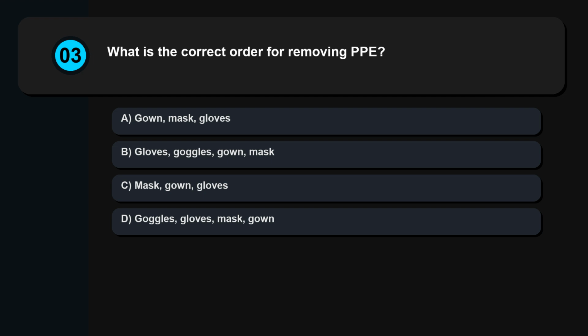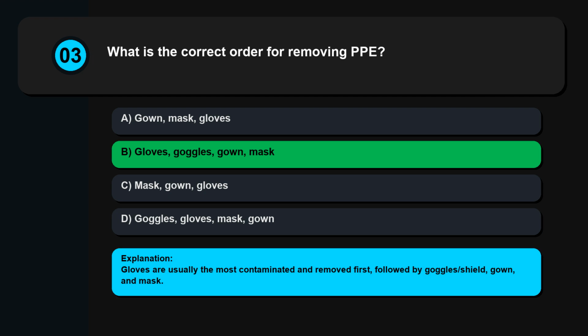Question 3. What is the correct order for removing PPE? Gloves are usually the most contaminated and removed first, followed by goggles or shield, gown, and mask.